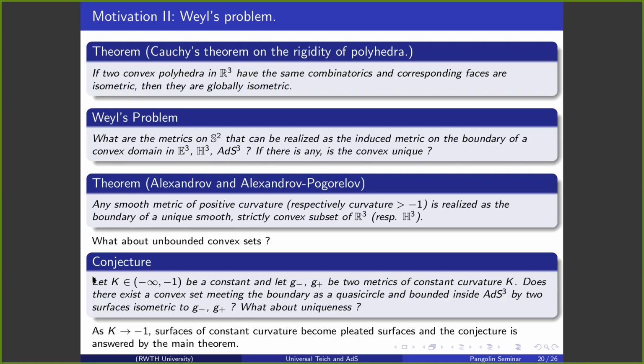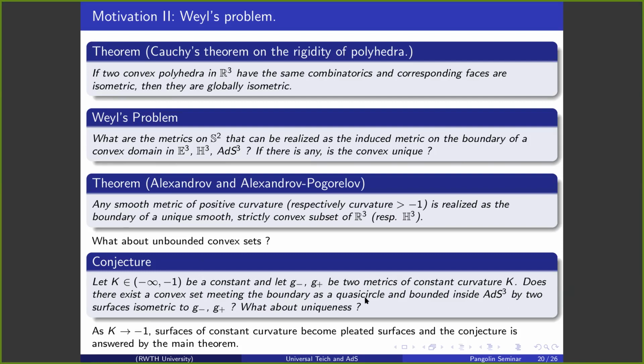I put it in a simple way because I'm trying to realize metrics only of constant curvature, but it's not absolutely necessary. The conjecture is the following: if you consider two metrics of constant curvature on the disk, there should exist a quasi-circle such that the boundary of the convex hull of this quasi-circle is isometric to G minus and G plus. You could even try to ask about uniqueness, but that seems to be much more challenging. I put it in AdS3 here, but you could also put H3. It's open also in the case of H3.